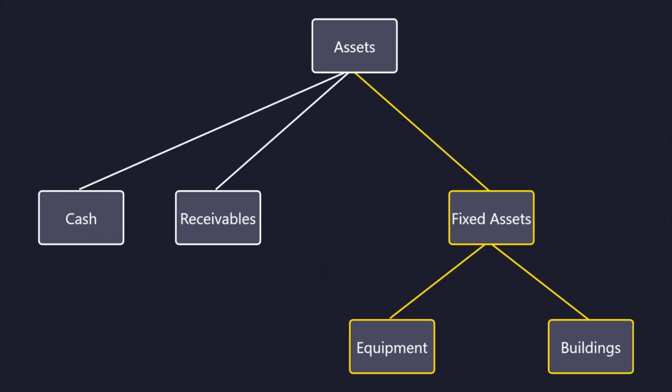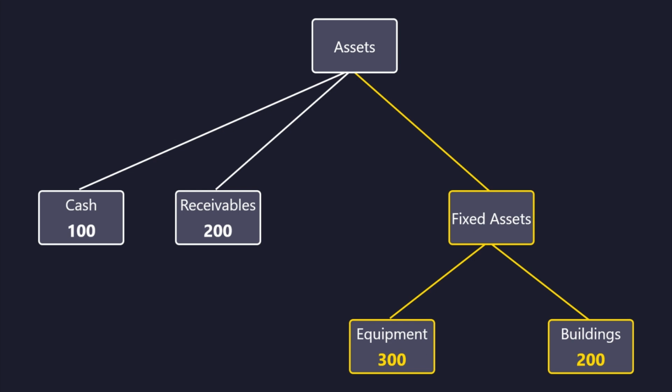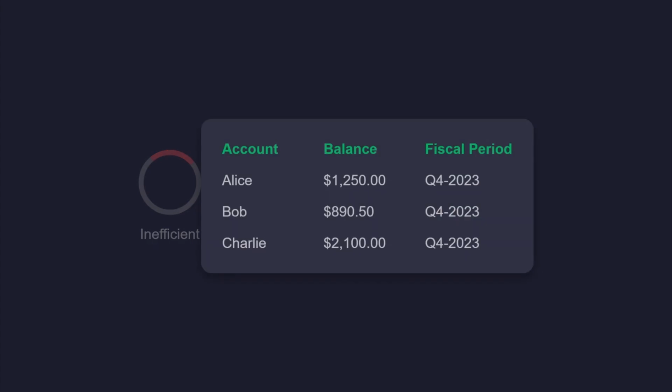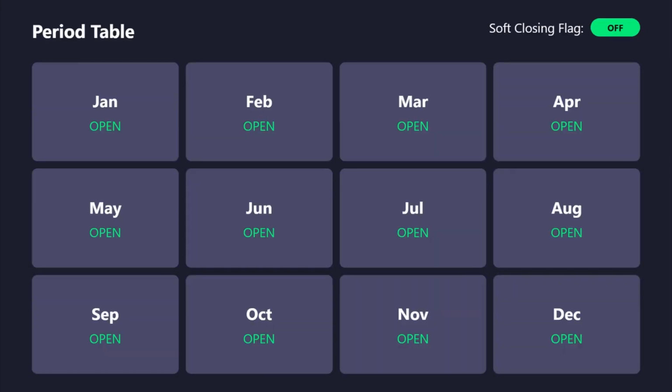Generating a trial balance requires a recursive common table expression that sums all entries for an account and its children to provide a consolidated view of the current financial position. Calculating balances from the beginning of time is inefficient, so you must implement a balance snapshot table that stores the ending values for every account at the close of each fiscal period.